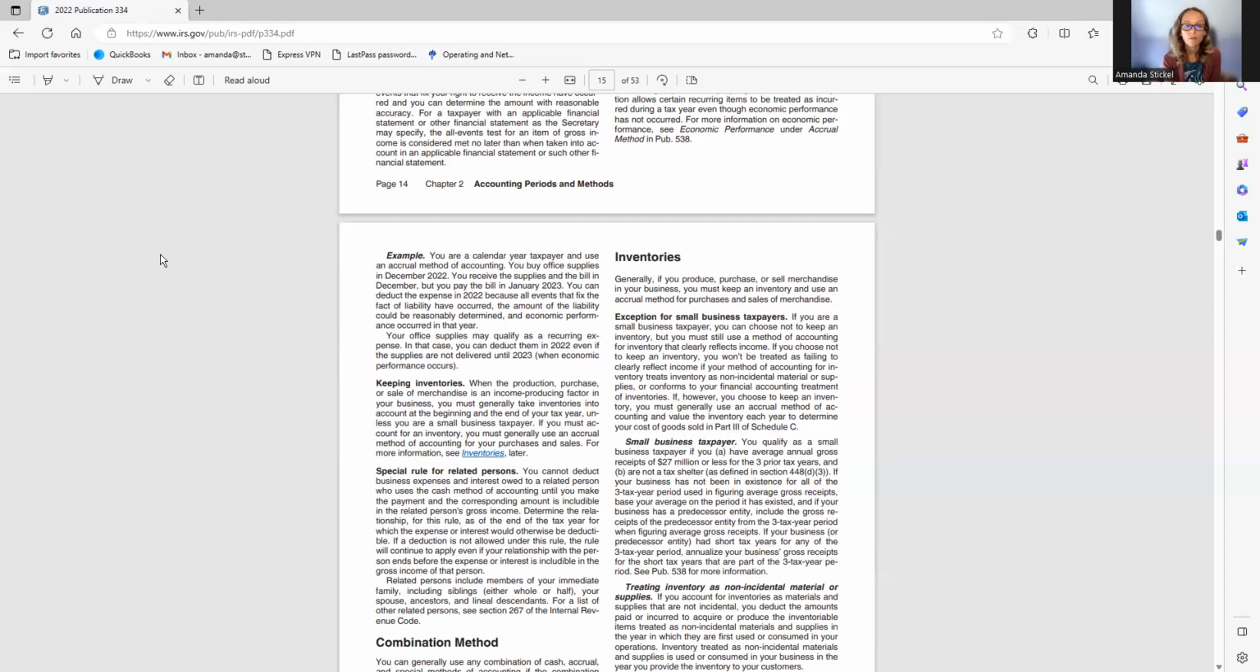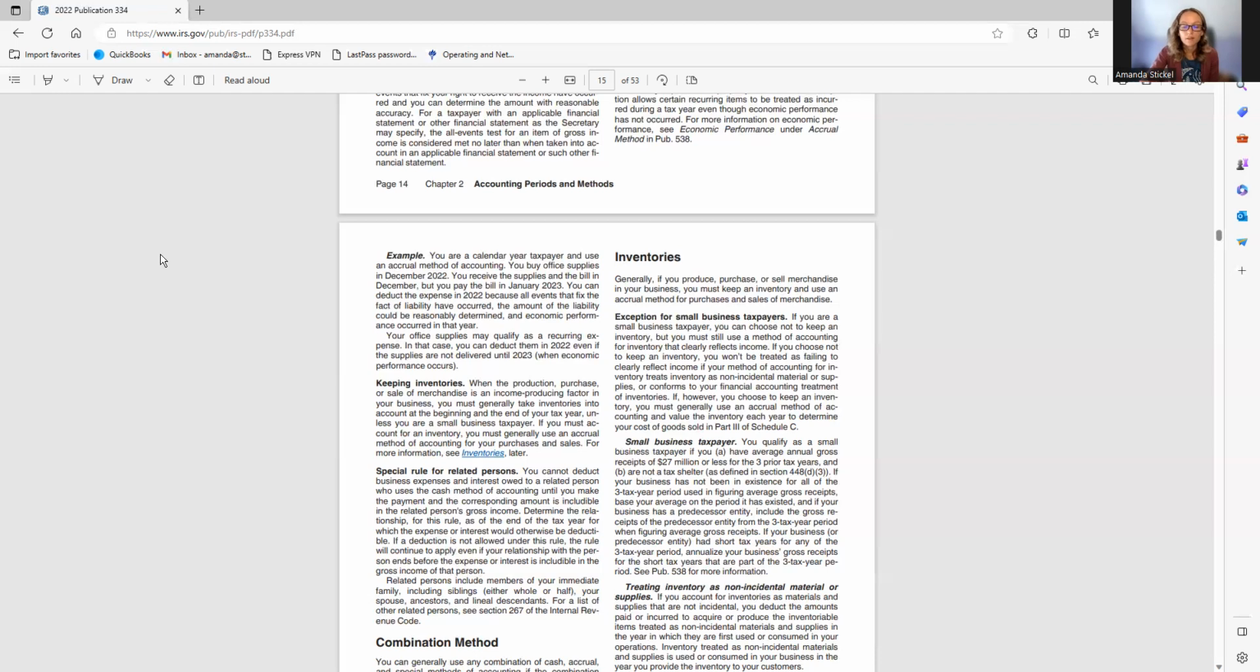Your office supplies may qualify as a recurring expense. In that case, you can deduct them in 2022, even if the supplies are not delivered until 2023 when economic performance occurs. Okay, I think it's a helpful example. So let me just try to break it down a little bit more to be a little bit simpler.